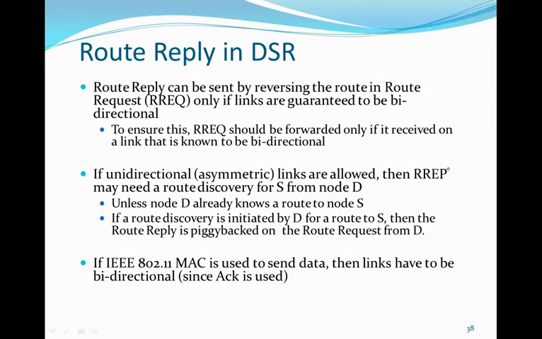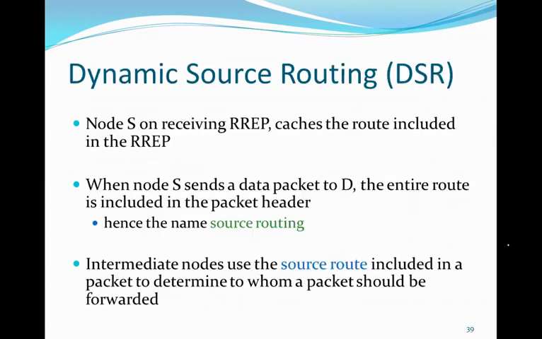And it will not follow the same route because it's a unidirectional route. Therefore, the next route will be used. And in case of IEEE 802.11, we actually know that the links are bidirectional. So therefore, the same link is used for data delivery as well as for acknowledgement.